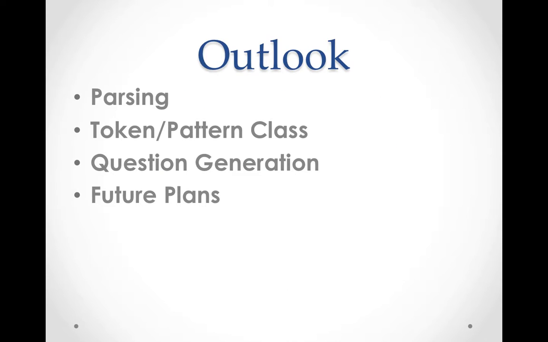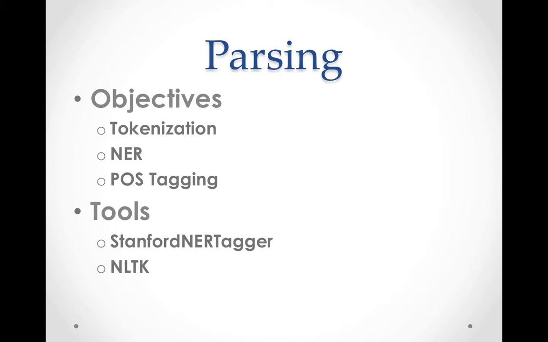So the outline for this report is we'll be going over how we did our parsing, our token and pattern classes, and how we generate our questions, and then a brief overview of our future plans. To do the parsing, we used the Stanford NER tagger and NLTK, and we used Python for this. Our objectives were tokenization, NER, and POS tagging.